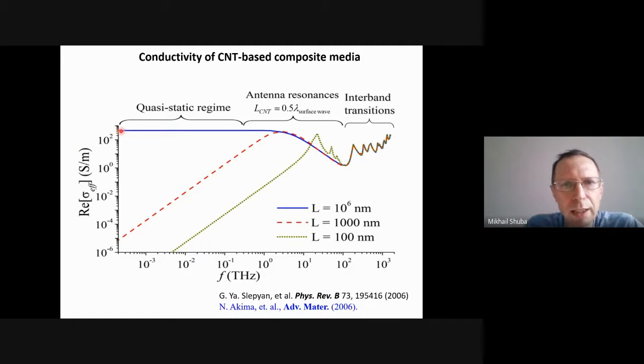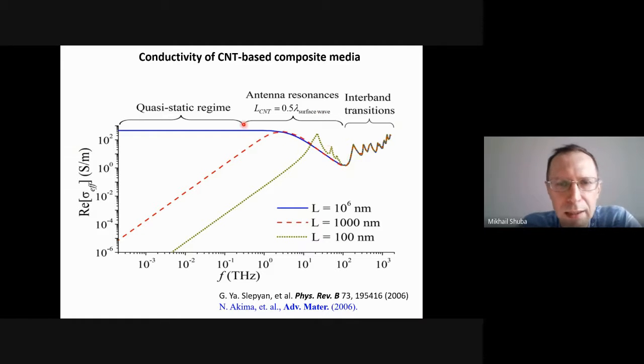And here the effective conductivity follows the conductivity of individual tubes. And we can see that in the visible frequency range, where interband transitions occur, we have many interband transitions, and the conductivity doesn't depend on the nanotube length. And in the terahertz range, there is a regime where antenna resonances occur in carbon nanotubes.